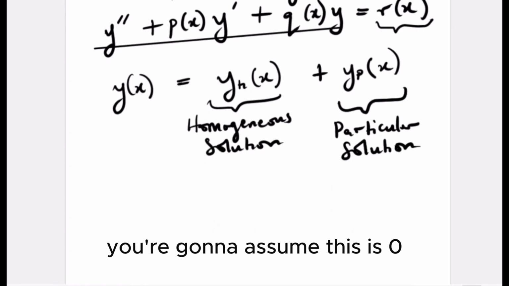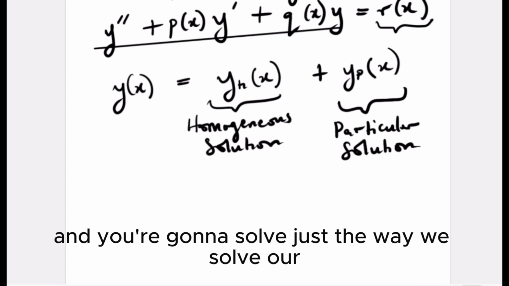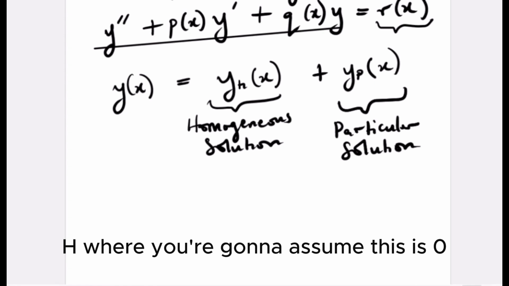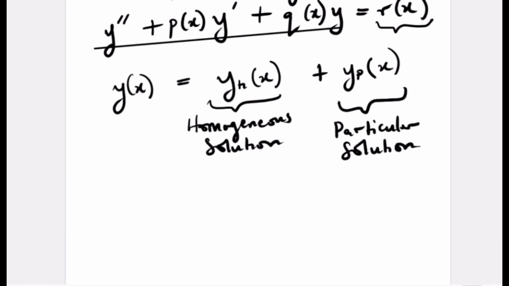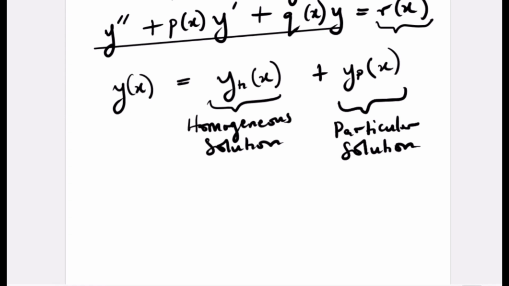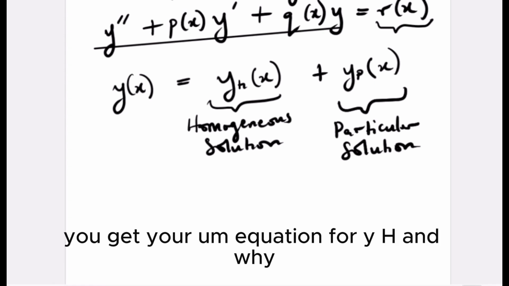How do you go about your homogeneous solution? You're going to assume this is zero, everything equals zero, and you're going to solve just the way we solved in our previous class. You're going to solve y_h, where you assume this is zero, and you get your arbitrary constants. You put them in the solution, you get your equation for y_h.